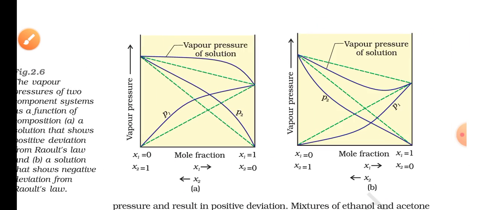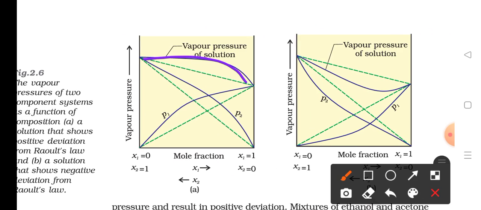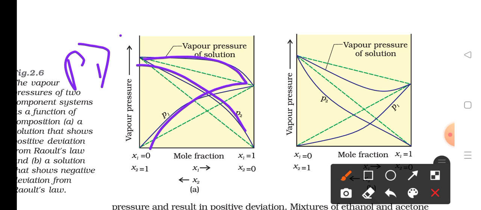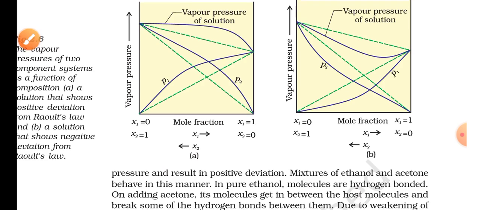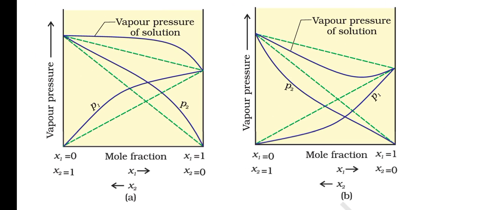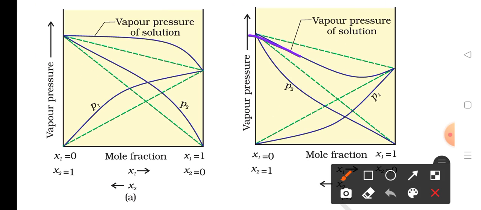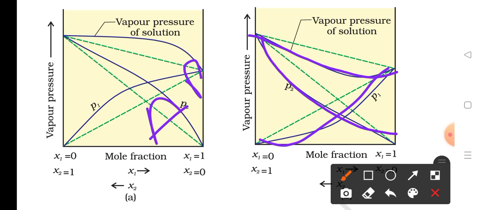Vapor pressure increases in case of positive deviation, like P1 is greater than P1 not X1, okay. And AB bond is weaker, remember that, okay. After that, in case of negative deviation, what happened? From that figure we can find out that the vapor pressure will be decreased, right? Vapor pressure is decreased. That means maybe AB bond is stronger, right?